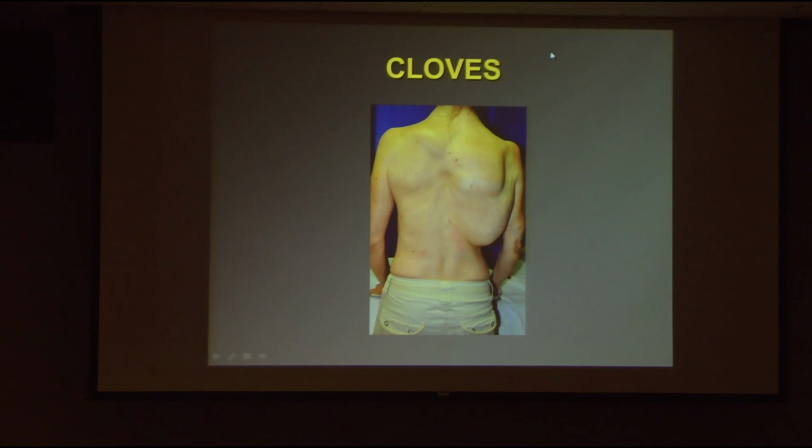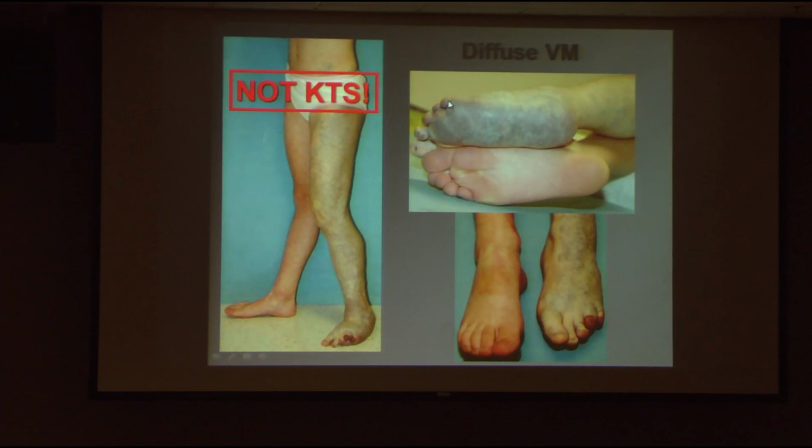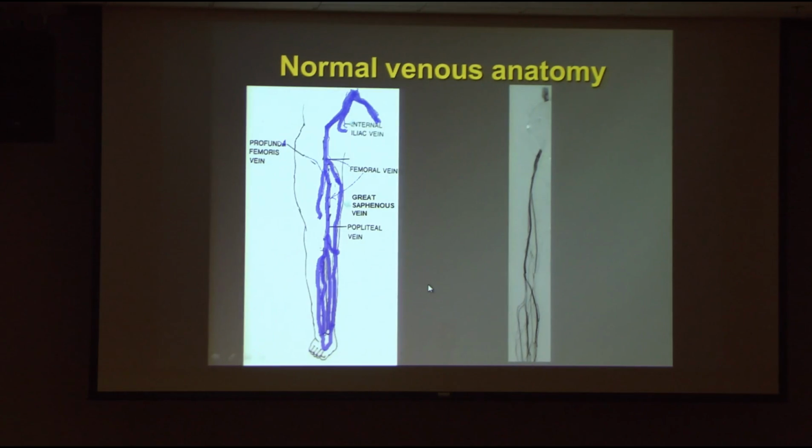Then there's Proteus-like overgrowth syndrome, and you'll probably see more of that in Dr. Alomari's talk, but we have venous anomalies, we have lymphatic anomalies, we have a lot of tissue overgrowth. Now recently we've seen that it's really the same defect, be it in all your cells or just a few of your cells, that causes all these problems. So that probably explains why the venous anomalies are so similar. This is a condition I'm not talking about. Diffuse venous malformation is caused by a different mutation and has different venous architecture.